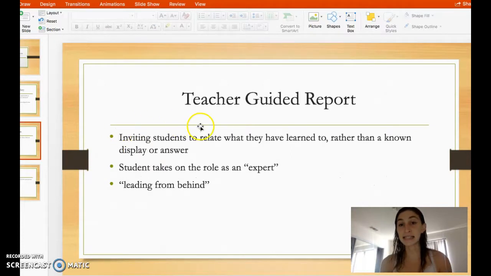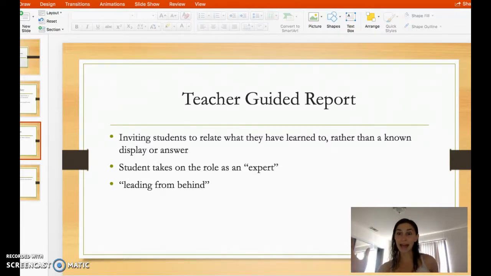The next is the teacher guided report. Inviting students to relate what they have learned rather than a known display or answer. In math, I notice a lot of teachers will have their students come up and write their homework or problems that they've done on the board and explain it to the class, giving the student a chance to teach, and the teacher sits back and listens. The student feels like they're an expert because they're up there, like it says over here, take on the role as an expert, and the teacher is technically leading from behind and asking them questions.